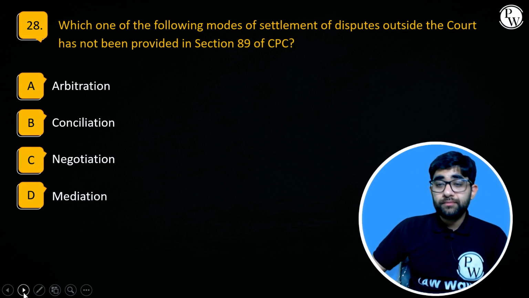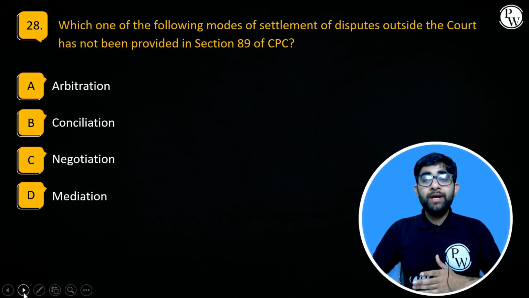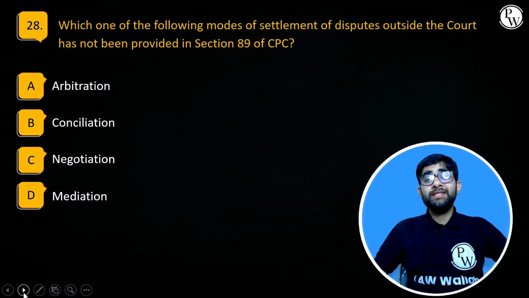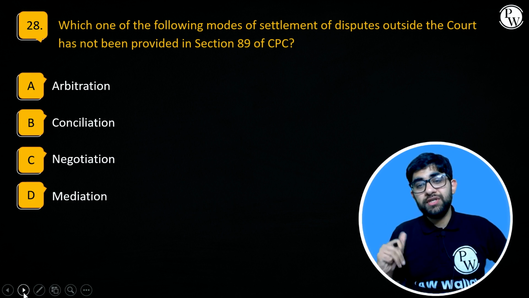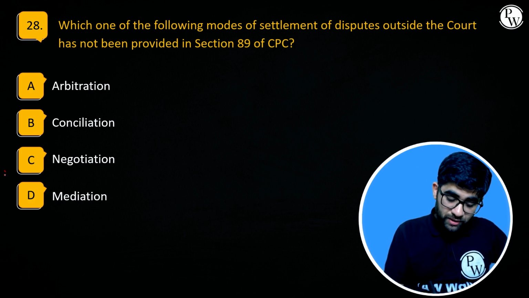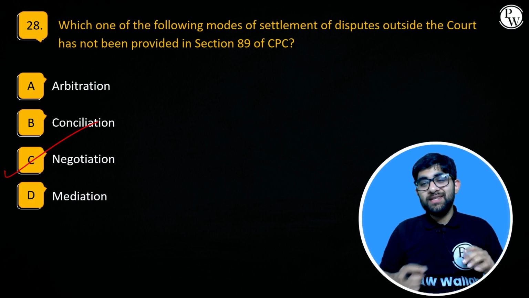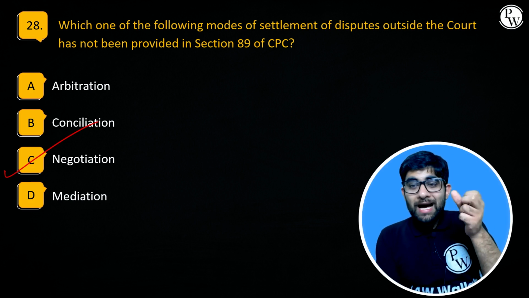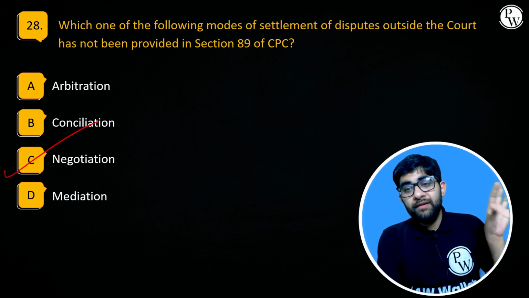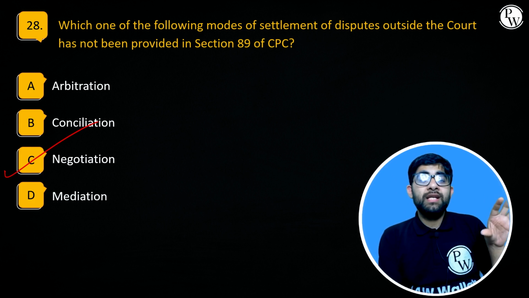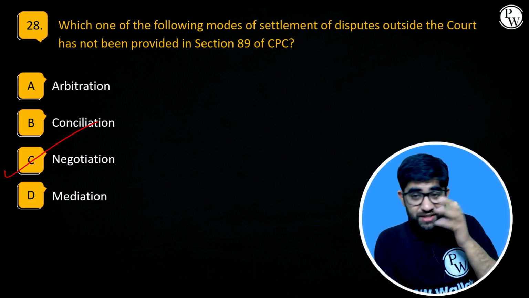28th, which one of the following modes of settlement of dispute outside the court has not been provided in Section 89 of the CPC? Arbitration, conciliation, negotiation and mediation. The answer to this is negotiation. Negotiation is not given in the CPC because arbitration is proper, it gets a different forum. Conciliation also, there are conciliation cells. For mediation there are also mediation centers.